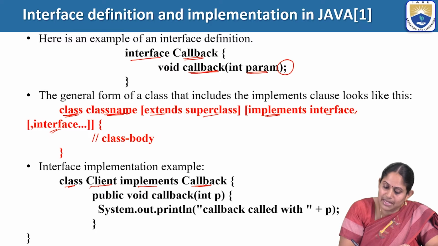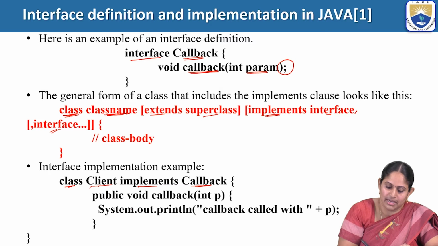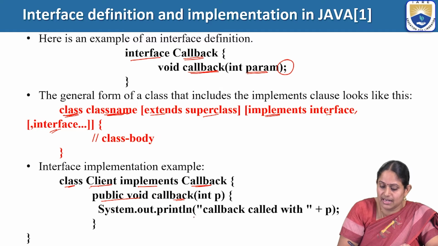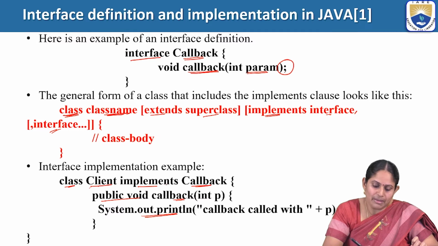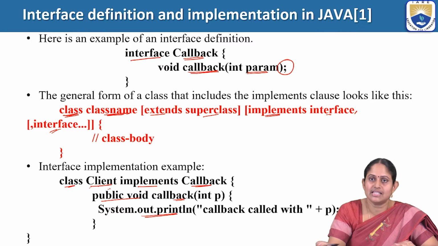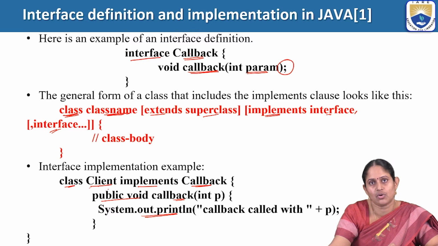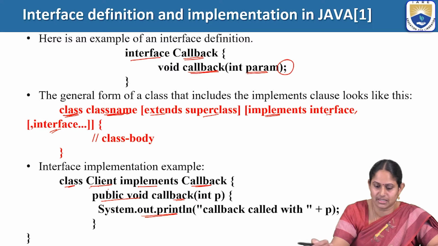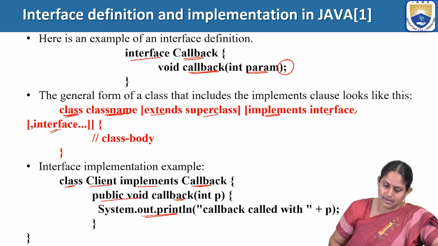Since it is implementing the callback interface, it has to provide the implementation or the body for that callback. So this client class is defining the callback method in its own way. This is one way of implementing the callback method by the client class. Now, if there is some other class which is inheriting the callback interface, it can give its own implementation for that method callback. So this is how we define and implement an interface.